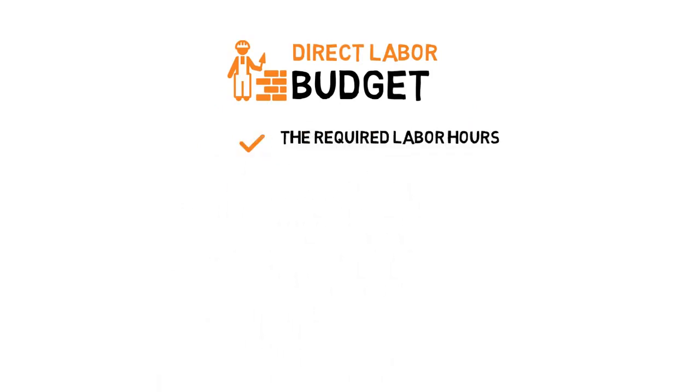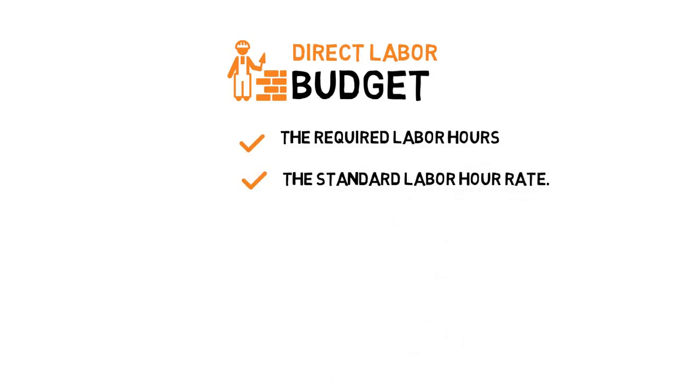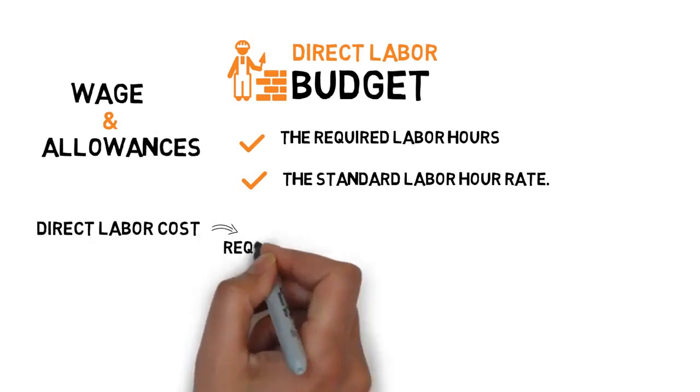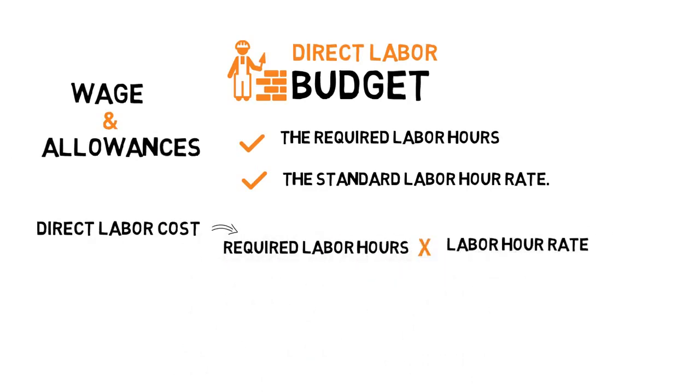Number one, labor hours, and secondly, standard labor hour rate. The labor hours is calculated based on the amount of products to be manufactured as indicated in the production budget. The standard labor hour rate comprises of wage and allowances. Direct labor cost is thus the required labor hours multiplied by the labor hour rate.